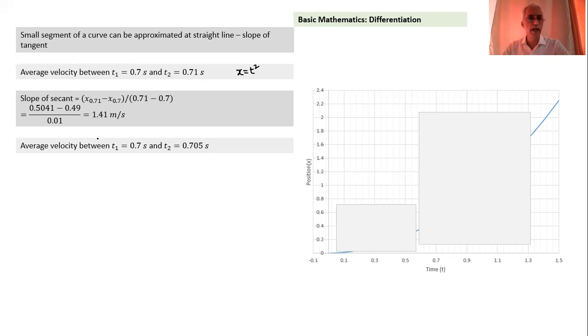Again, in a similar way, I can find out something like this: x at 0.705 and x at 0.7. The difference will give displacement, divided by the time interval. Time interval is 0.005. Again, I calculate, and what is surprising, and this is an important point to understand here, mathematically, if you calculate, it was 1.41, this is 1.4. They are almost equal. And that's an important point.